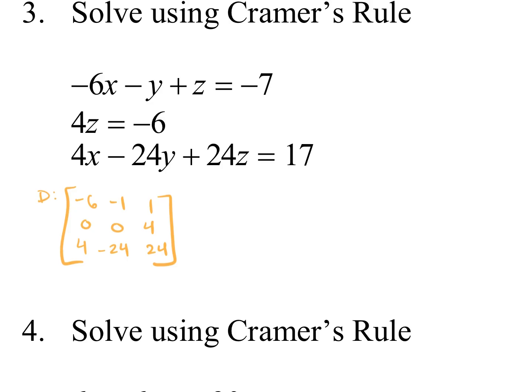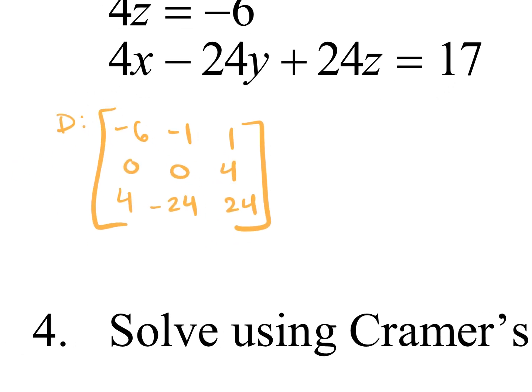To find the determinant of a 3 by 3, we need to rewrite the first 2 columns on the outside. So -6, 0, 4, and -1, 0, -24. Be careful when you're circling or highlighting your majors and your minors. Some people's diagonals were off. You skipped a number, so it threw off everything. -6 times 0 times 24 is 0. -1 times 4 times 4 would be -16. And 1 times 0 times 24 is 0.